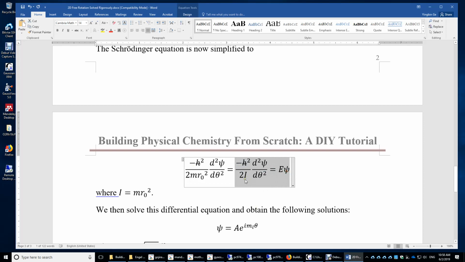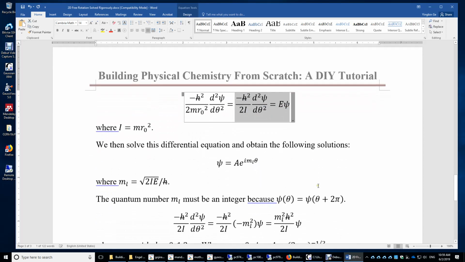And I is the moment of inertia. How do we solve this? It's very simple. The solution is just the normalization factor times e to the power of i times m sub L times theta. What is m sub L? We define m sub L to be the square root of 2IE over h bar.